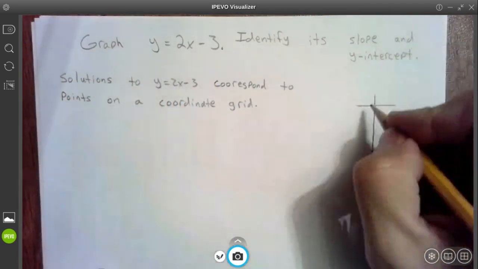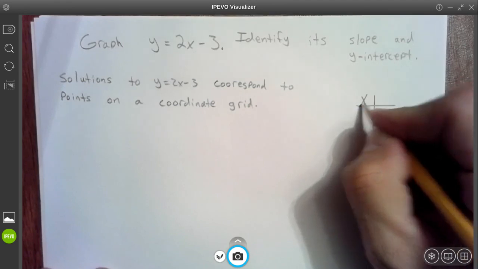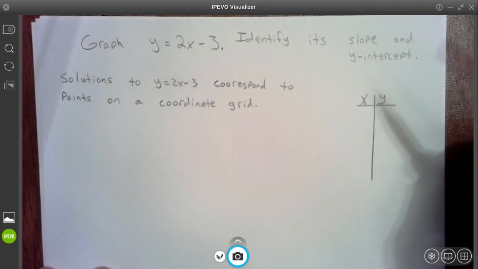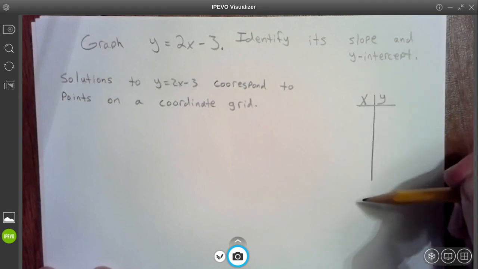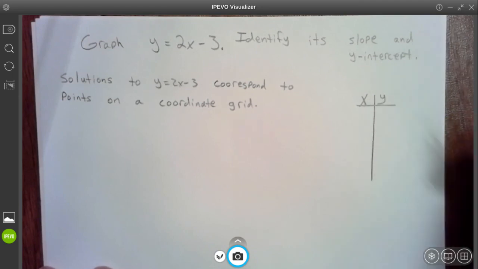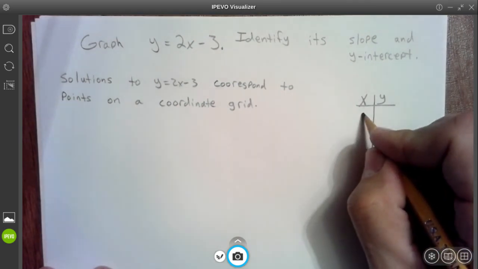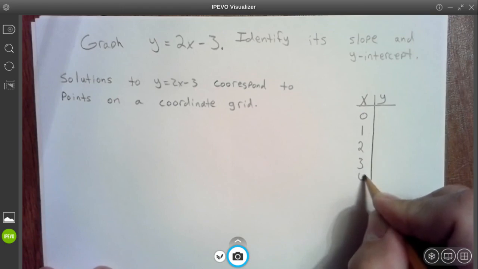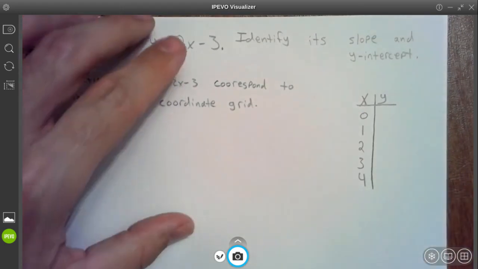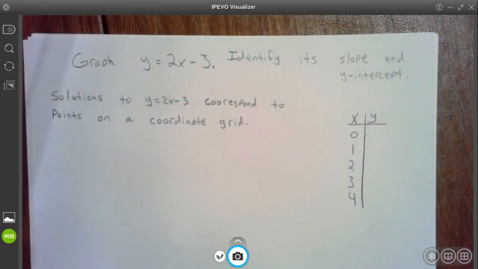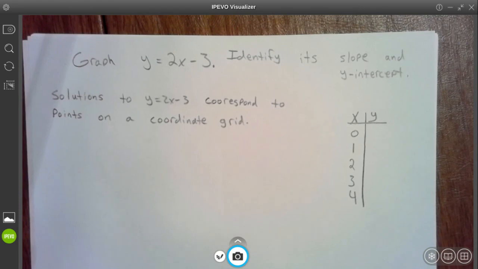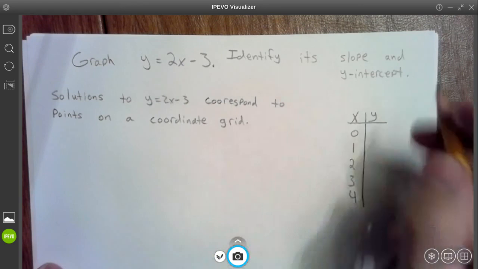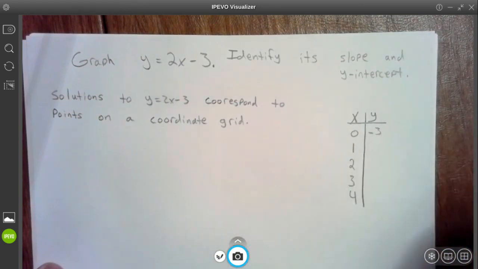So 5 and 7 together make up a solution. A nice systematic way of coming up with solutions is to draw a little t-table and label it x and y. Then I'm just going to pick some simple values for x: 0, 1, 2, 3, 4. I chose some values for x, and I'm going to get values back for y. So 2 times 0 is 0, 0 minus 3 is negative 3.